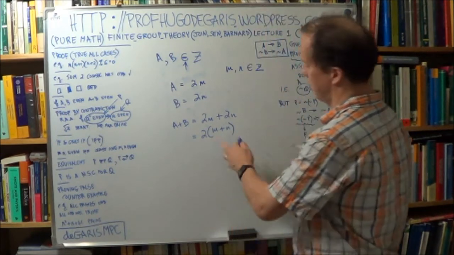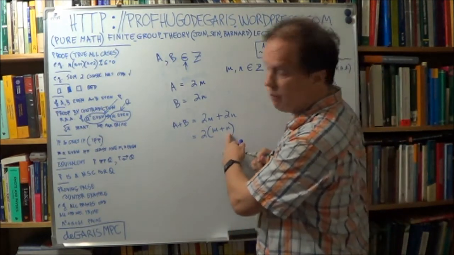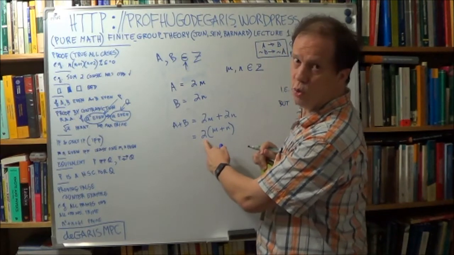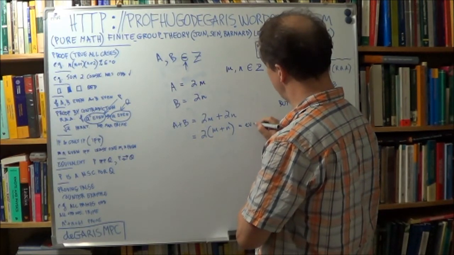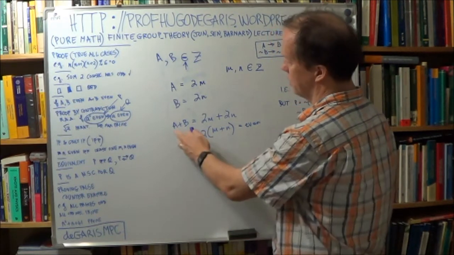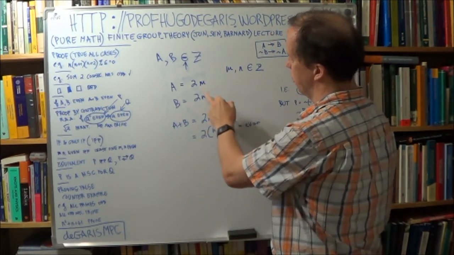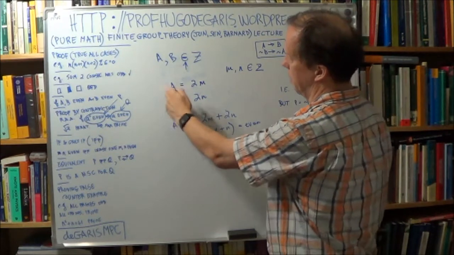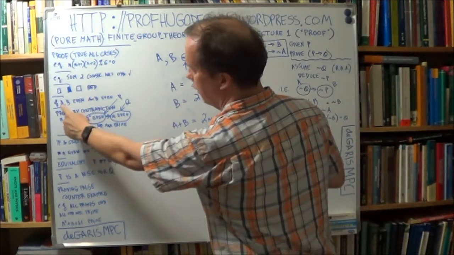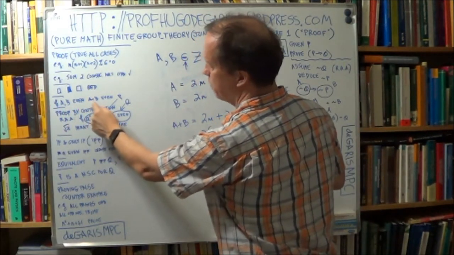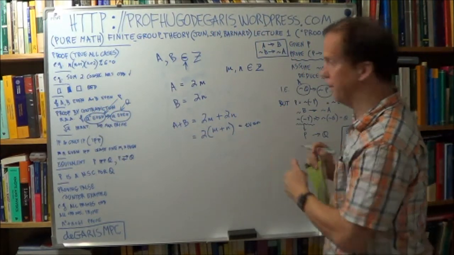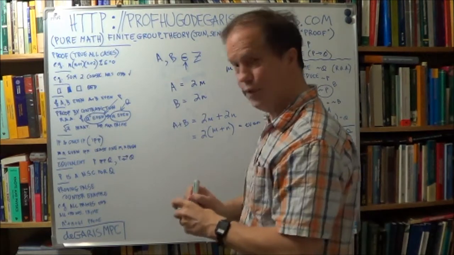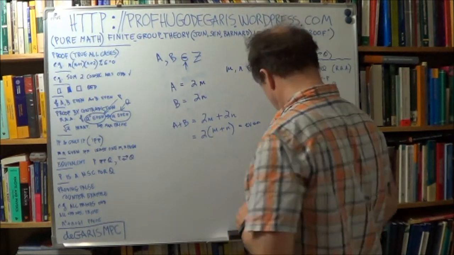Now, whatever this is, if it's odd or even, doesn't matter. If you multiply it by 2, you'll get an even number. So this has to be even, doesn't matter what m or n are. A and B are even, you're told that. So if A and B are even, then A plus B, the sum, is even. We've just shown that. So that proves that. Fairly simple proof.